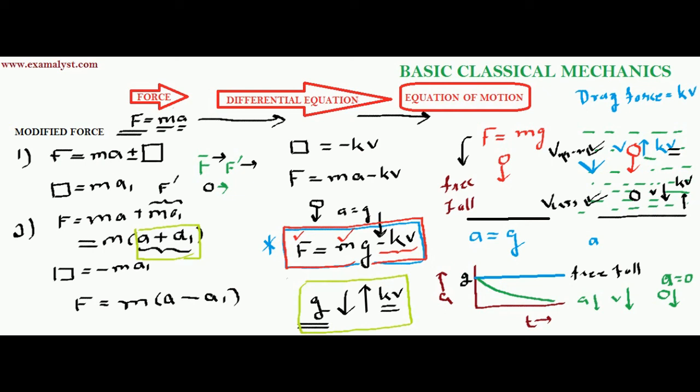Because you see, this F has the dimension of force, mg has the dimension of force, of course kv must have the dimension of force. Agreed? So whenever you are adding or subtracting a term in the force equation, they are all different kinds of forces, and kv is here called the drag force that you usually experience when you drop a ball in a viscous liquid. Agreed?